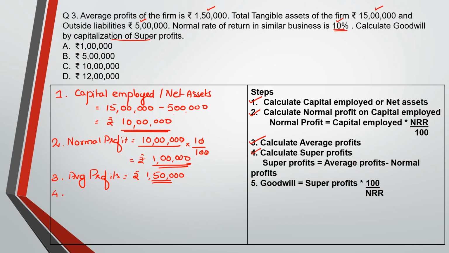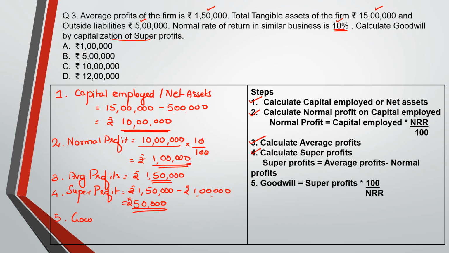What does this mean? It means that if the profit earned by the firm is more than what other firms using the same amount of capital will earn at the normal rate of return, then the firm is having super profit. In this case, the firm is earning on average rupees 1,50,000 as against the normal rate of return. The other firms would be earning on the same capitalization in their business only 1 lakh. So it is earning an excess of 50,000 profit in comparison. So this is the super profit of the firm.